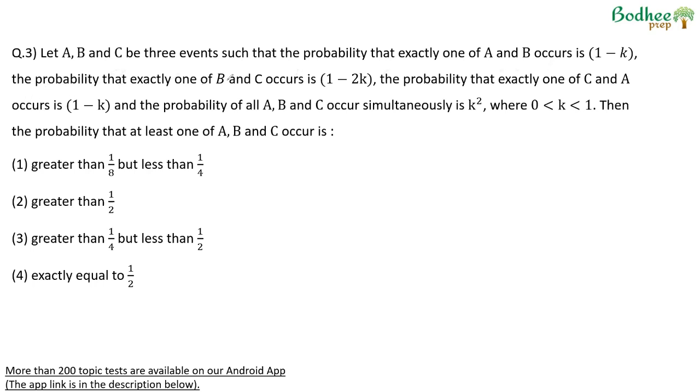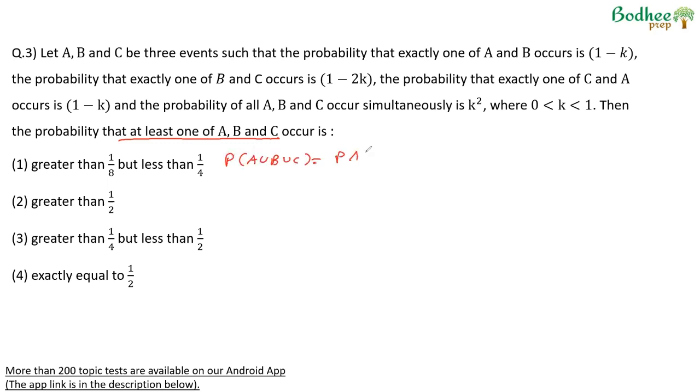Probability that exactly one of B or C occurs is 1 minus 2k. Probability that exactly one of C and A occurs is 1 minus k. Probability of all ABC occurring is k square. Probability that at least one of ABC occurs is nothing but P of A union B union C.